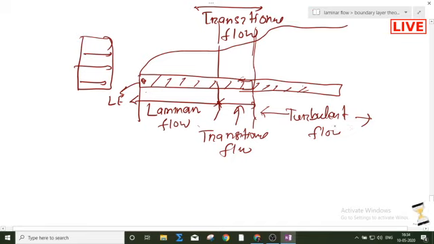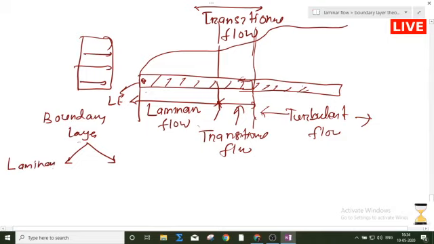So what I'm trying to say is that we will study boundary layer theory in two parts. One part we will study is the laminar flow boundary layer, and the other is the turbulent flow boundary layer.